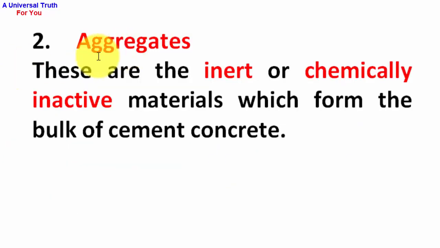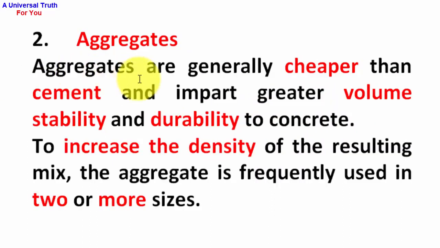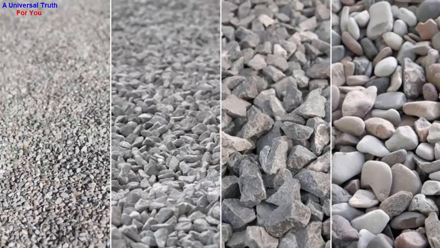Second point is aggregate. These are the inert or chemically inactive materials which form the bulk of cement concrete. Aggregates are generally cheaper than cement and impart great volume, stability, and durability to concrete. To increase the density of the resulting mix, the aggregate is frequently used in two or more sizes. Aggregates are available in various sizes from micrometer to millimeter.